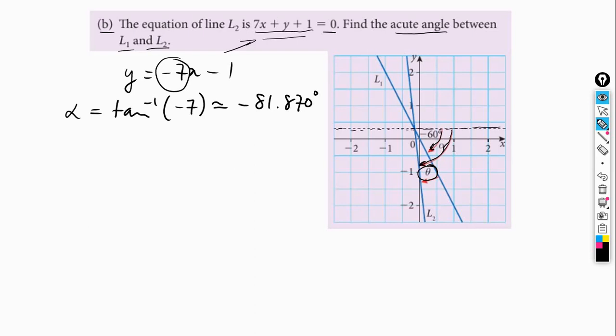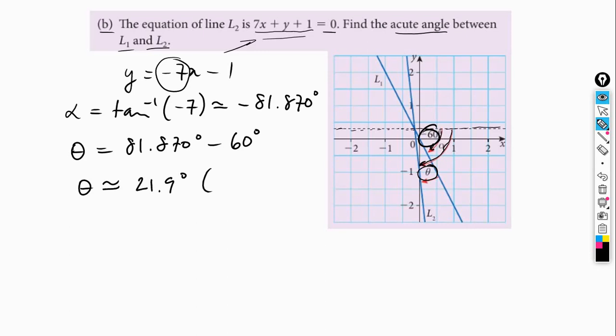So theta is going to equal, and we're going to use the absolute value of this, 81.870 degrees minus the 60 degrees that we know from before, this over here. So we're using positive values because we need a positive answer, right? So this is going to equal, for theta, approximately 21.9 degrees rounded to 3 significant figures.